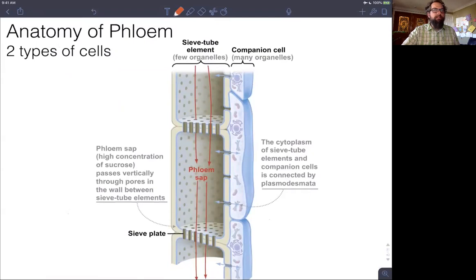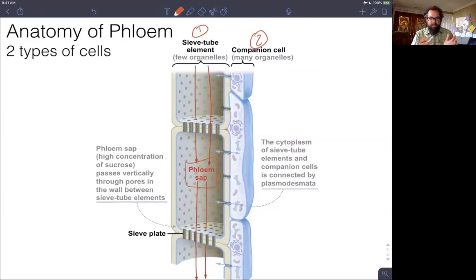Okay, so to talk about translocation, we need to remind ourselves of the anatomy of phloem. Just a quick recall, remember that phloem consists of two different types of cells: the sieve tube elements and the companion cells. Sieve tube elements are responsible for moving the phloem sap. So the phloem sap is all of that sugary sap, all the products of photosynthesis, all that sucrose that's moved into the sieve tube elements and moved throughout the plant.